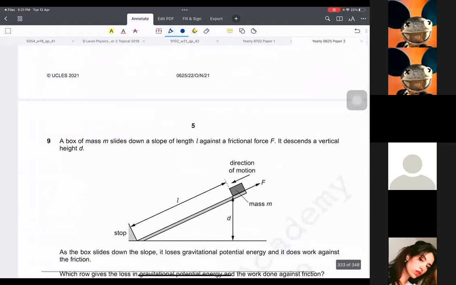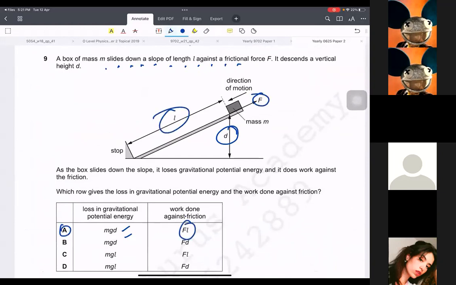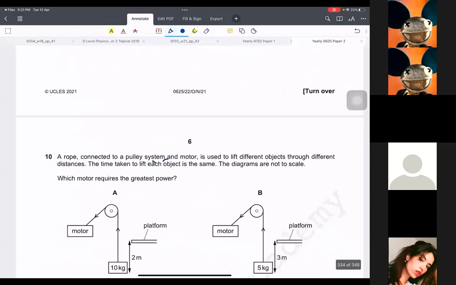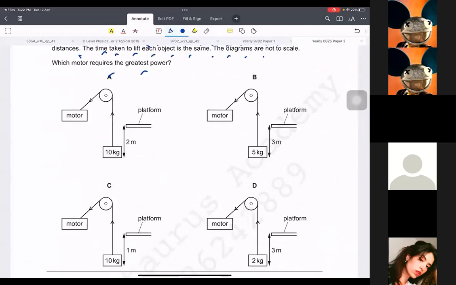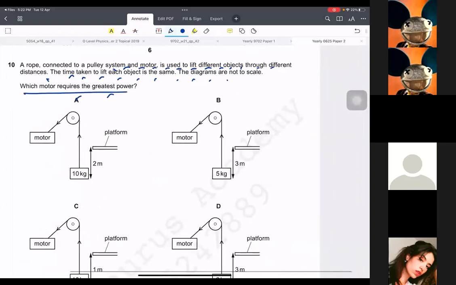Okay. The mass of the object M slides down the slope against the friction force and descends. The loss in gravitational potential energy should be mgd. Okay, so this should be correct. And then work against friction will be F times L. A should be correct by definition, right? Now, the rope connected pulley system motor used to lift objects to different distances. Okay, great. Now it says, which motor requires the greatest power?